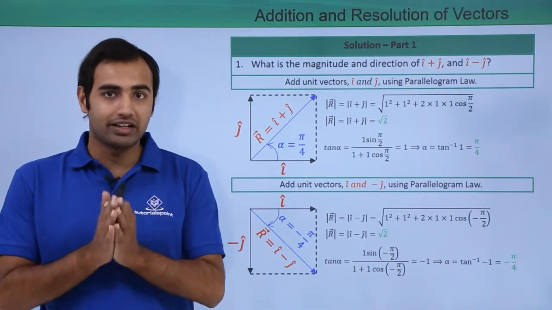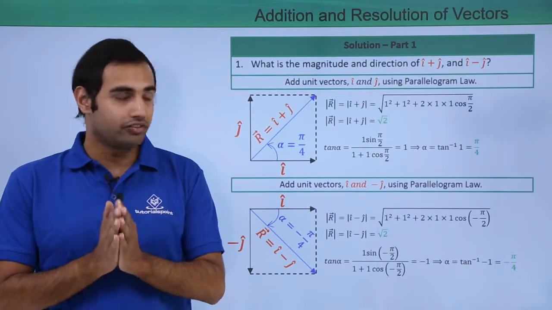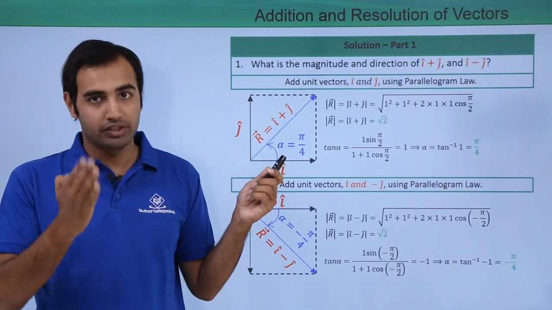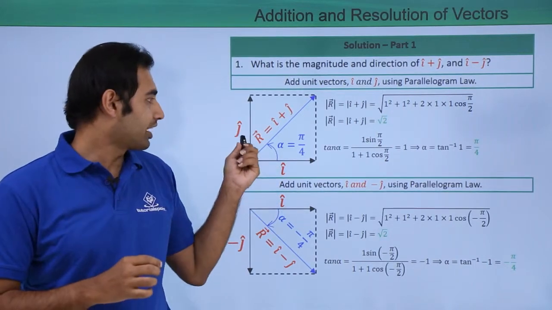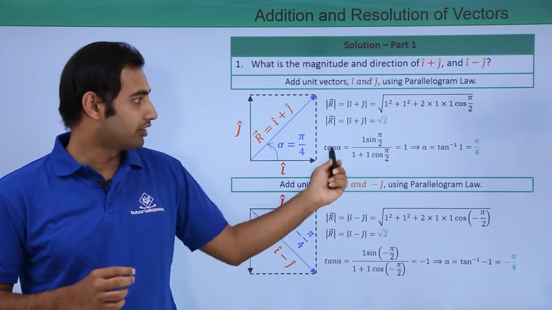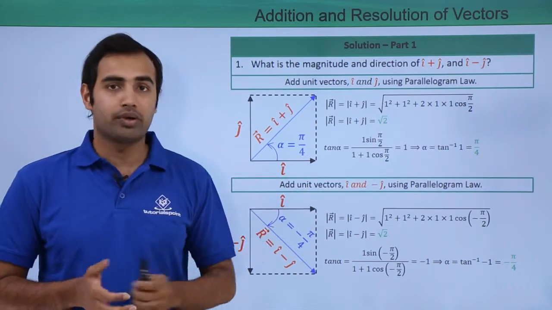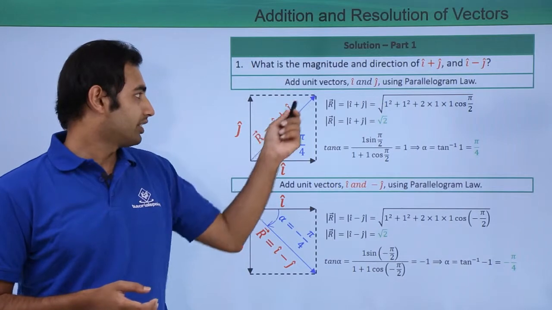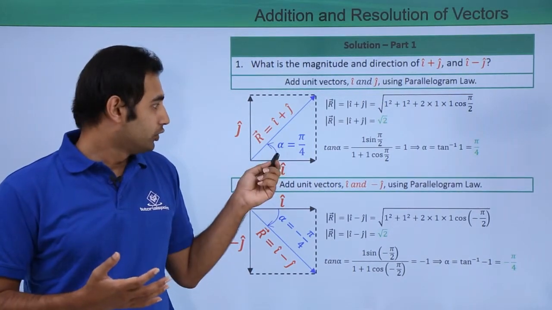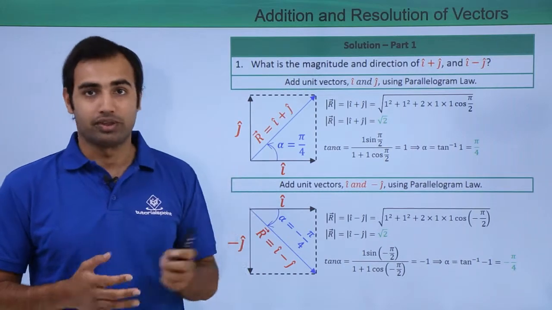Now to identify the direction, I'll apply the formula for tan alpha, which is tan alpha equal to b sin theta upon a plus b cos theta. Angle theta is the original angle between the vectors. So if I plug in the values, the answer comes out to be tan alpha equal to 1 and alpha is equal to pi by 4. So this resultant makes an angle pi by 4 with the i cap vector, which means over here the direction comes out to be this one.